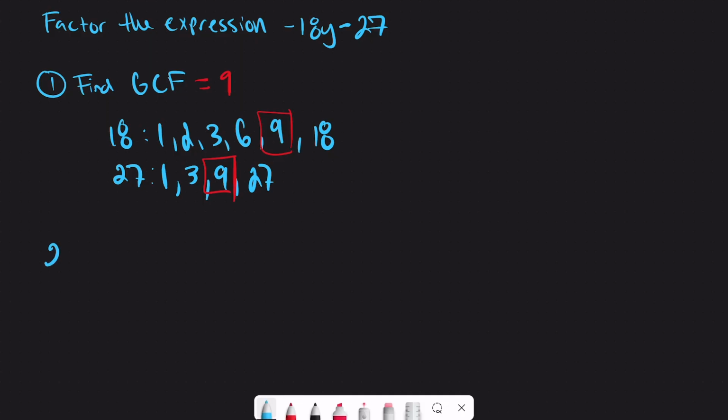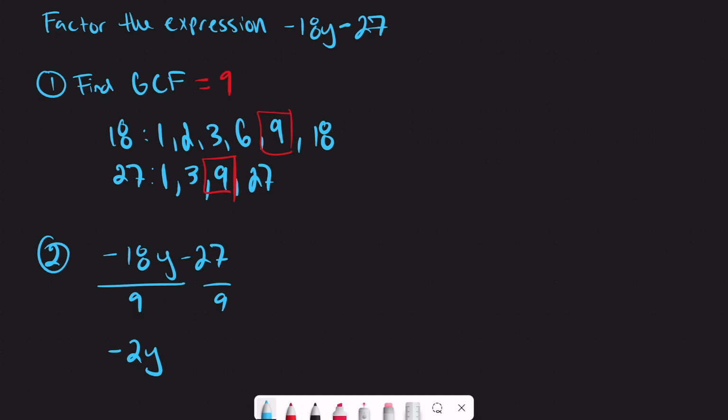And the next step is to divide the original expression by that greatest common factor. So we're going to have negative 18y minus 27. We're going to divide each of these terms by 9. So negative 18y divided by 9 is going to give us negative 2y.